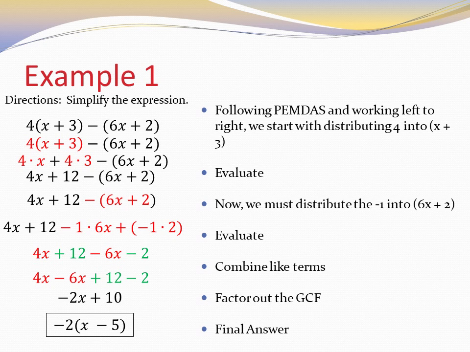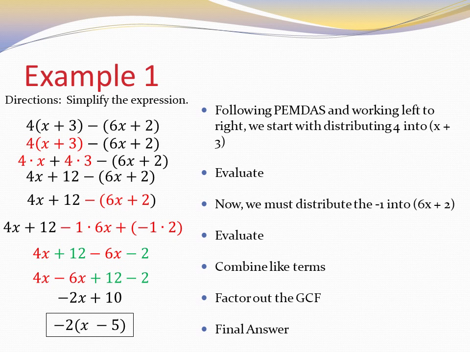Then we can evaluate, and I skipped a step here. I changed colors on you, but it's 4x plus 12, and then the quantity minus 1 times 6x is minus 6x, and then the quantity minus 1 times 2 is minus 2. So sorry about changing the color on you there. But we get 4x plus 12 minus 6x minus 2.